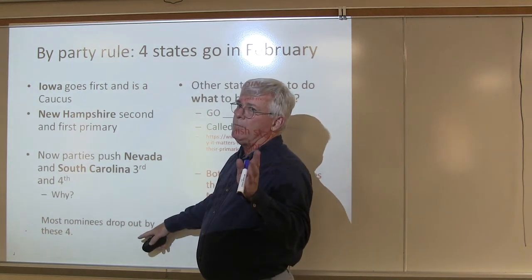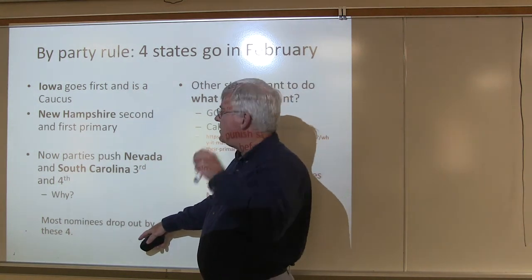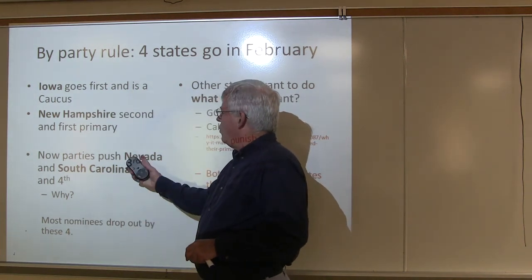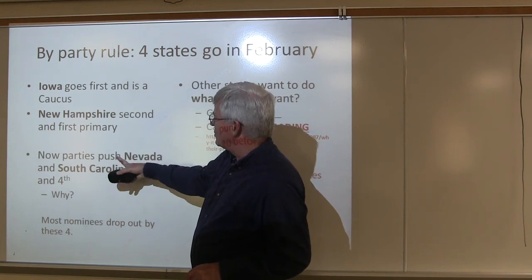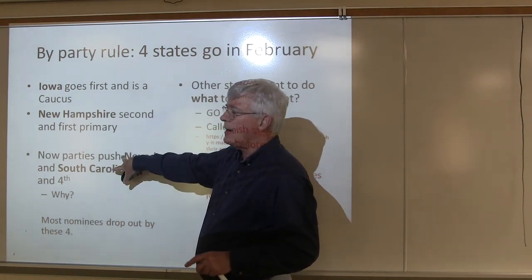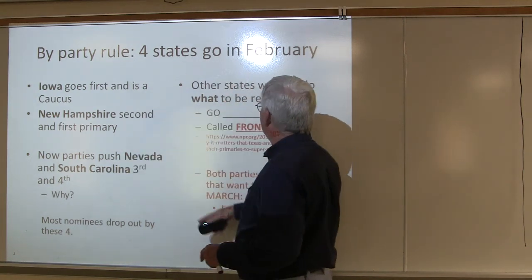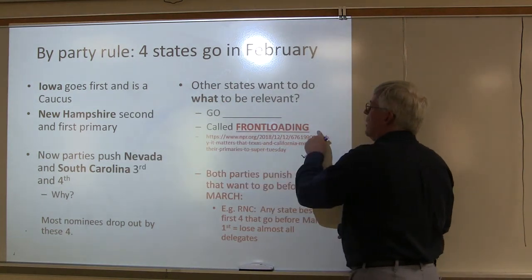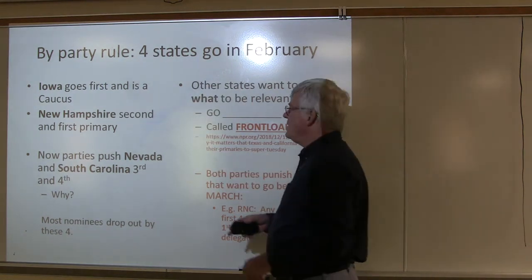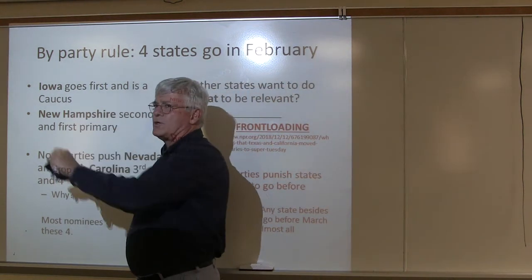So only these 4 can go in February. Write that down, people. You have to know that by heart. Only these 4 go in February. Which one goes 3rd and which one goes 4th depends on the Republicans and Democrats for these guys. All right? Everybody else wants to front load. They want to go early, so they all pile into March.